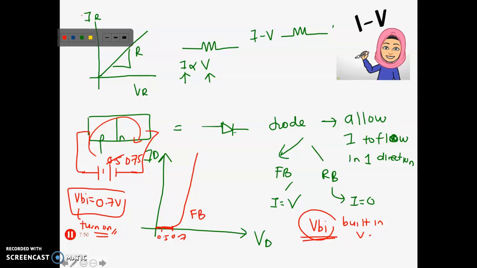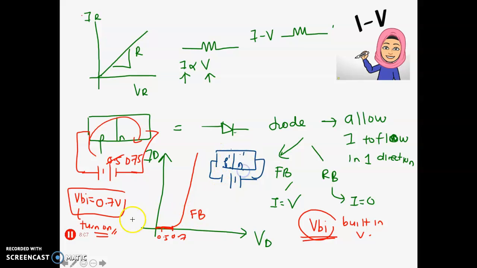Now what will happen in reverse bias? Here you apply reverse bias, so the PN becomes minus plus, minus plus. There will be no current, right? Because the depletion region will be widened.